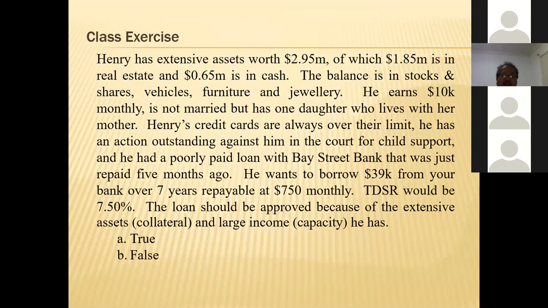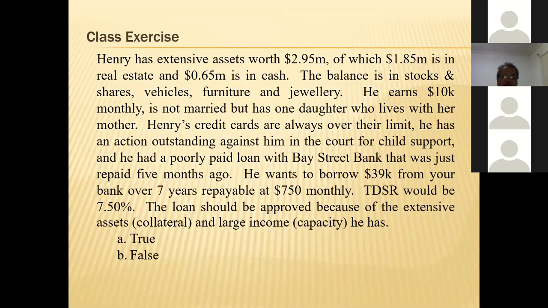Henry has extensive assets worth $2.95 million, of which 1.85 million is in real estate and 0.65 million is in cash. The balance is in stocks and shares, vehicles, furniture and jewelry. He earns $10,000 monthly. He is not married, but has one daughter who lives with her mother. Henry's credit cards are always over the limit. He has an action outstanding against him in the court for child support.